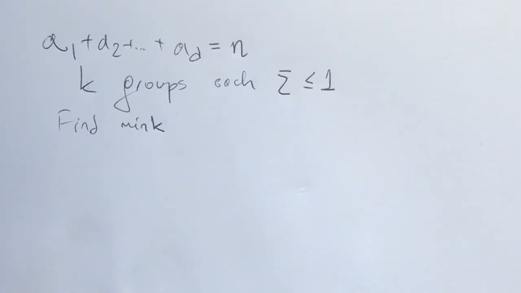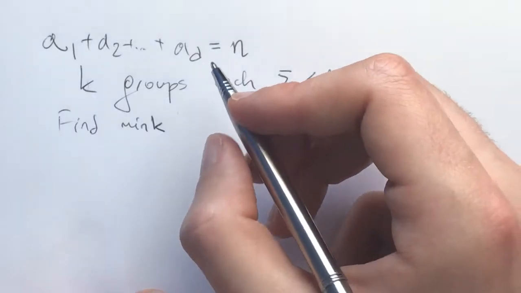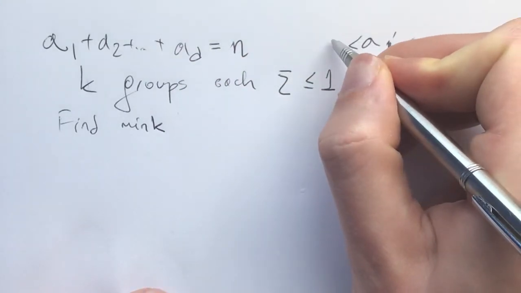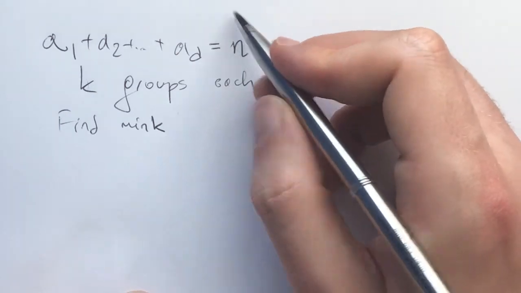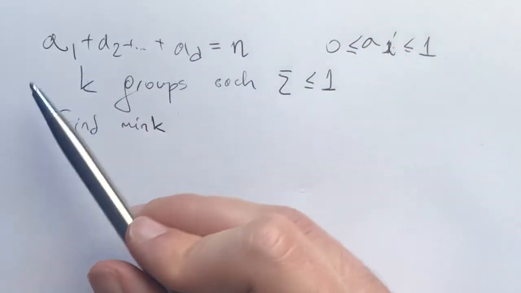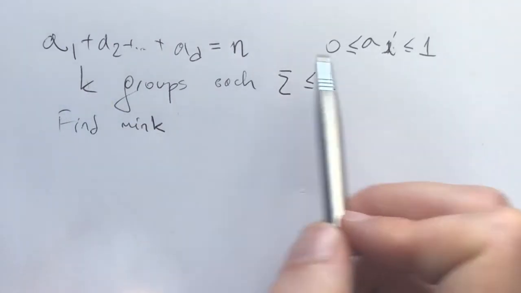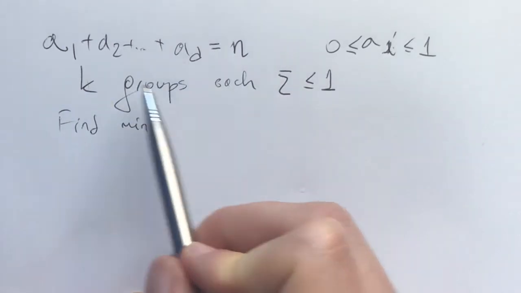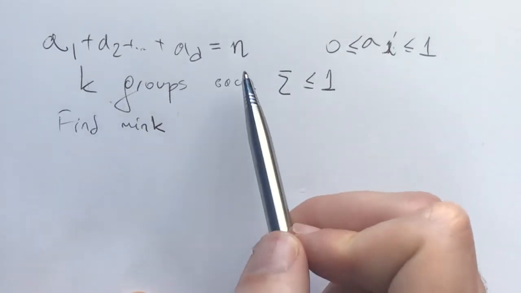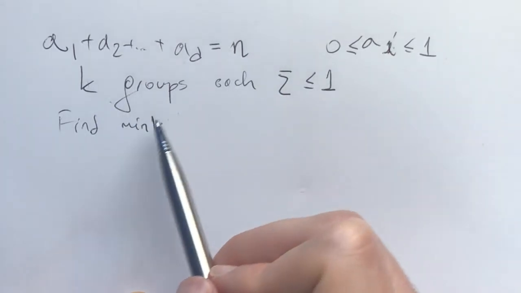So in summary, we have the real numbers a1, a2 till ad, all between 0 and 1, and their sum is equal to n. N is a fixed positive integer, and we must find the minimum k such that we can always, no matter what numbers we have which satisfy these two constraints, partition them into k groups such that the sum of each group is less than or equal to 1.